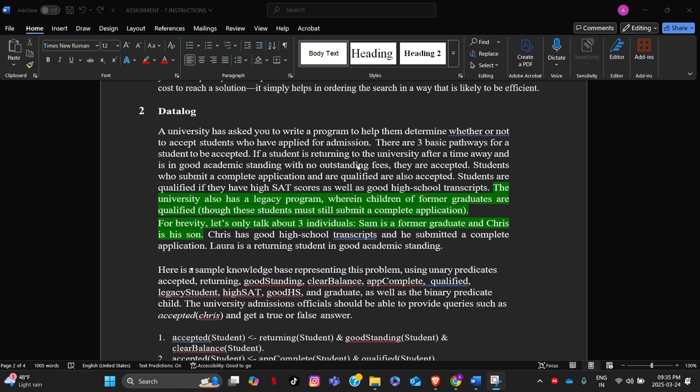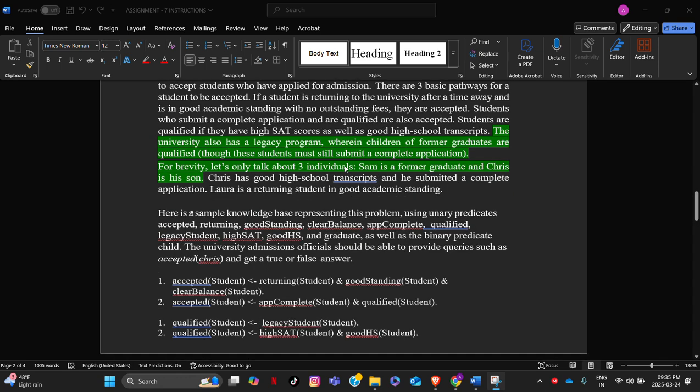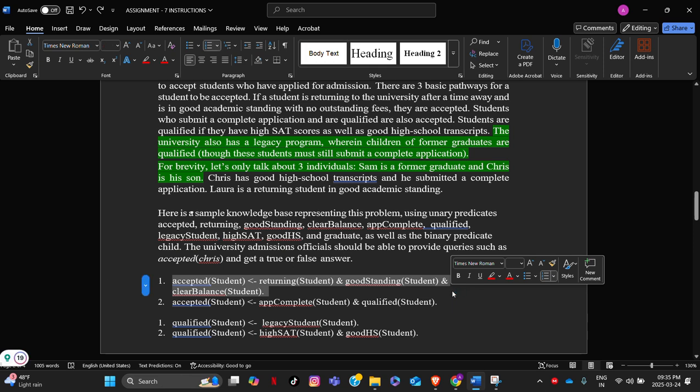In the Datalog part of the assignment, I used simple statements to show the rules for accepting students. I had different labels like accepted, returning, good standing, clear balance, app complete, qualified, legacy student, high SAT, good HS, graduate, and child. For example, the first rule means a student can be accepted if they are returning in good standing and have no unpaid fees.